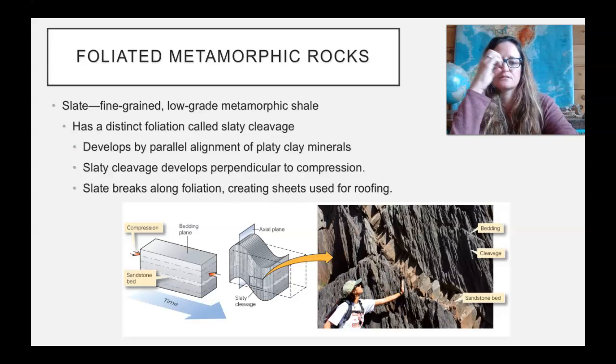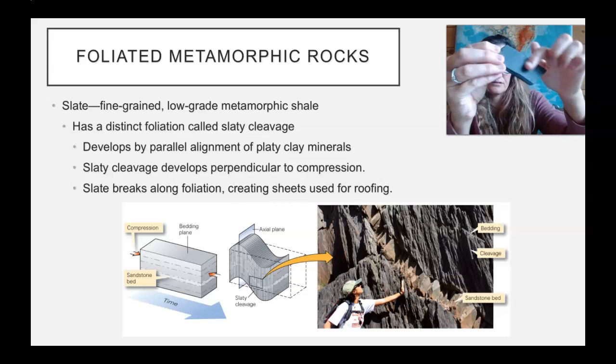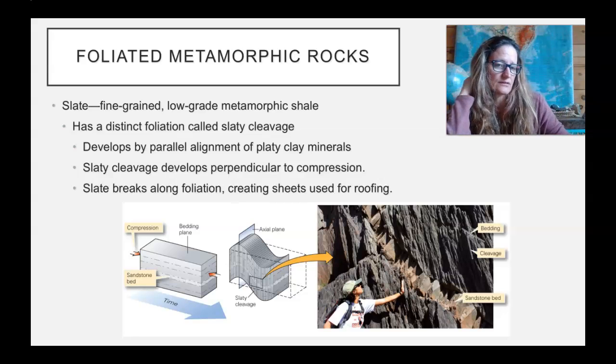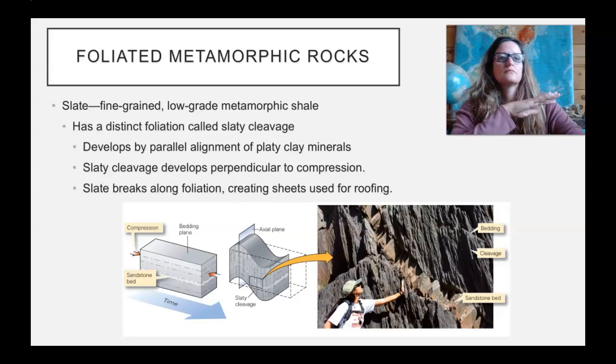One of the things that makes slate really useful is those flat surfaces of foliation where it breaks. So you can use slate for roofing tiles or pool tables, or slate like a chalkboard. So slate is very useful.